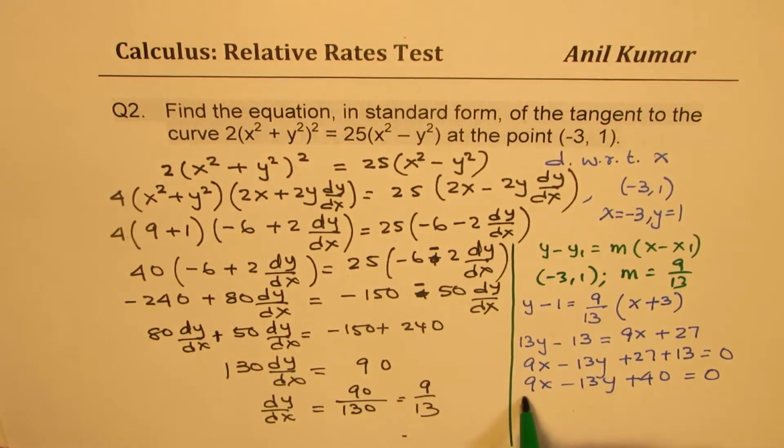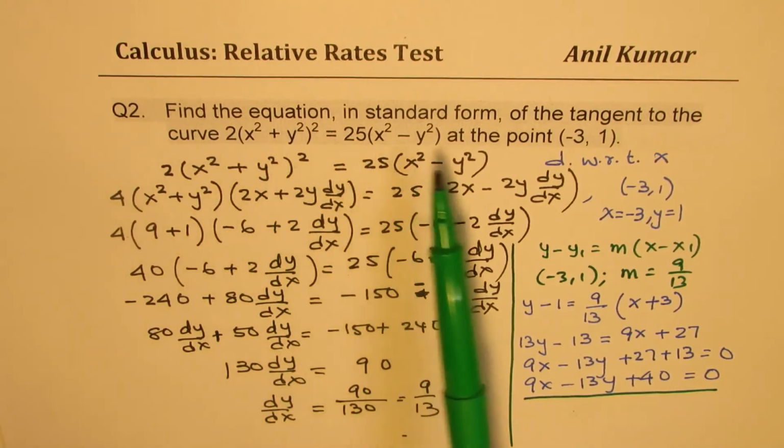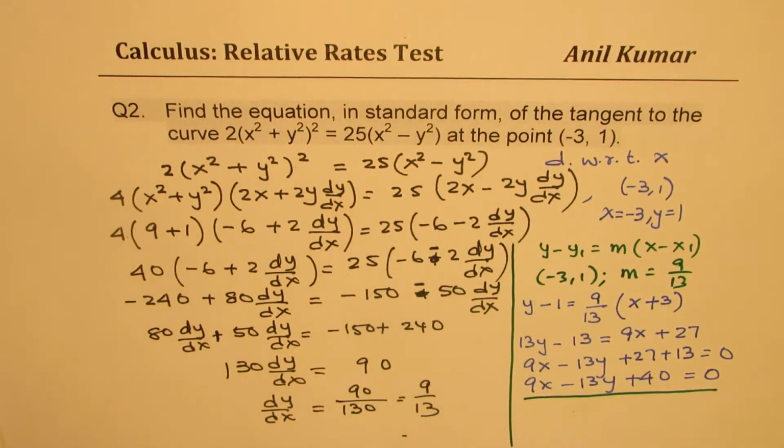So that becomes the equation of the tangent line in standard form. Now this is tangent to the given curve at the given point, right? So I hope that makes sense. Let's move on to question number 3 now.